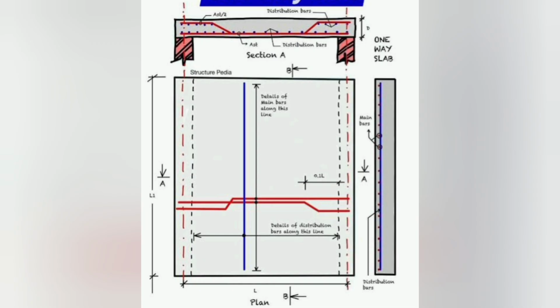You can visualize it like a set of planks bridging a gap. The strength runs in one direction. Reinforcement in a one-way slab is primarily provided in the shorter span direction. These are common in verandas or in buildings with a very rectangular bay layout.